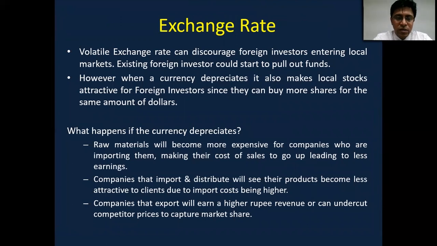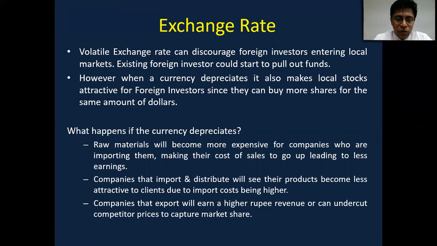Exchange rate. A volatile exchange rate can discourage foreign investors entering our stock market. And existing foreign investors could start to pull out funds if they anticipate the rupee to further depreciate against the dollar. That will create more selling in the market that can bring down the market prices of shares. On the other hand, when a currency depreciates, it also makes our market more attractive for foreign investors since they can buy more shares for the same amount of dollars.